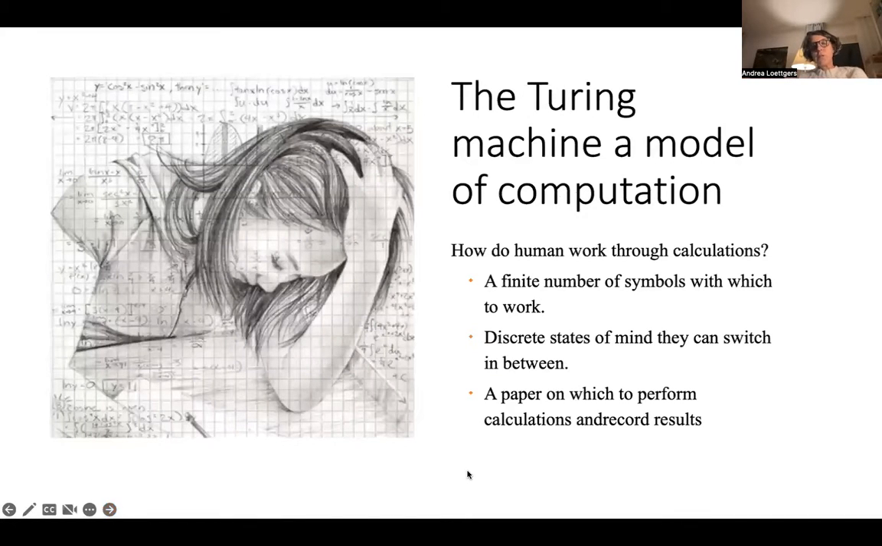And before Turing started to construct his machine, and this is an interesting point, he thought about how humans work through calculations. In a calculation, as you all know, you have a finite number of symbols with which you work, and you have discrete states of mind that can switch between each other when you are doing your calculations in your mind. You have a paper on which you perform the calculation and record the results. And this he translated into a machine. Next.